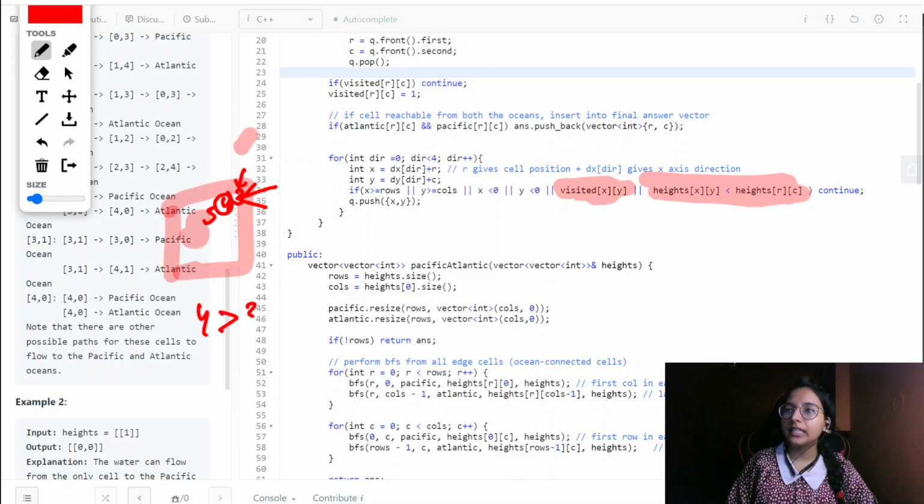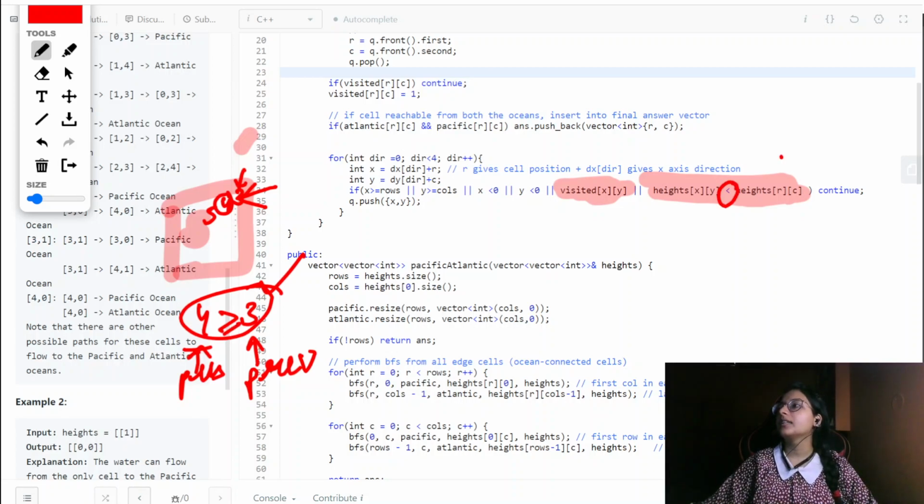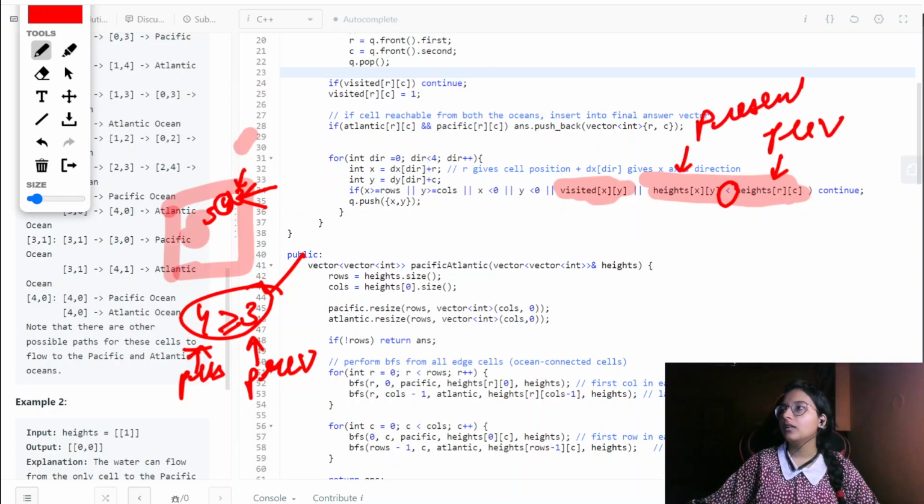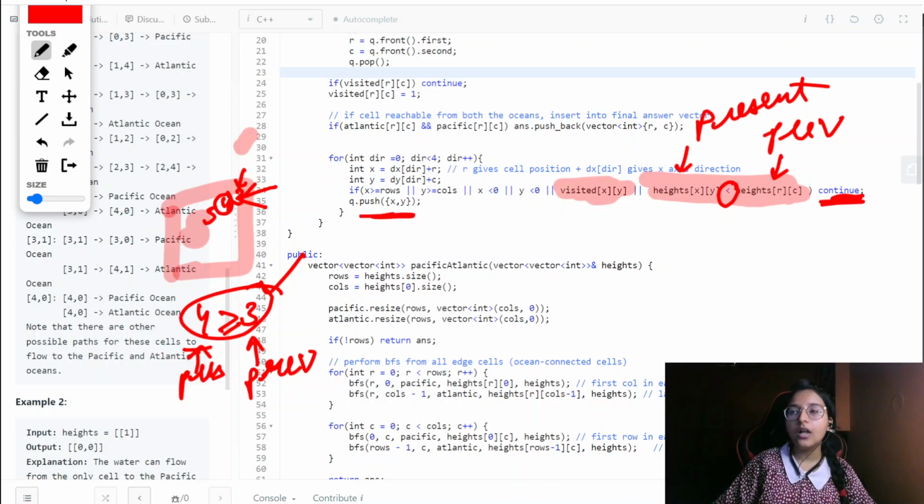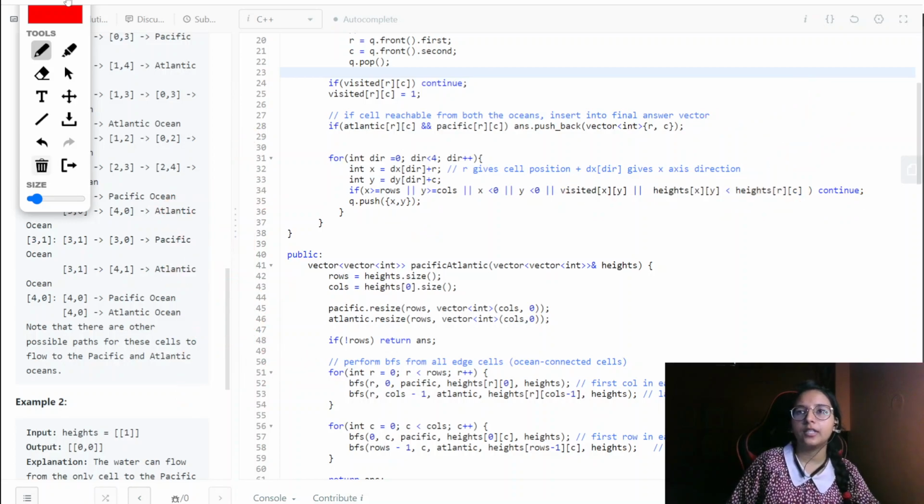So basically 4 should be greater than 3, meaning our present node is this one, and this is our previous node. So this should be the condition, or it could be equal also. But here you can see this is our previous one and this is our present one, which is opposite to the condition we require. So we will continue and not push it; if it satisfies the condition, then we will push. This is what we will be doing in this DFS solution.